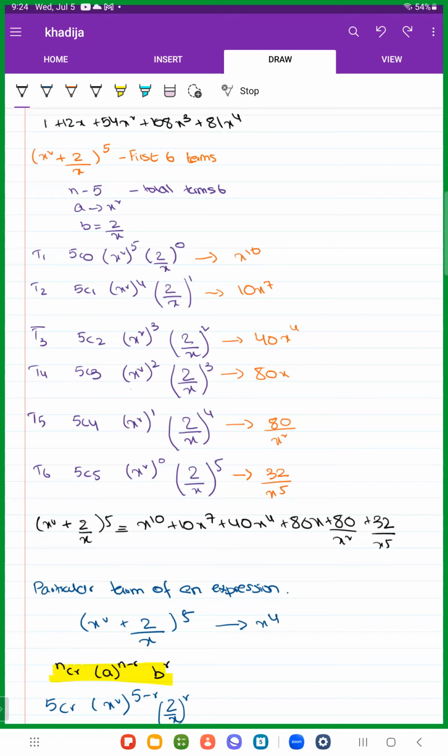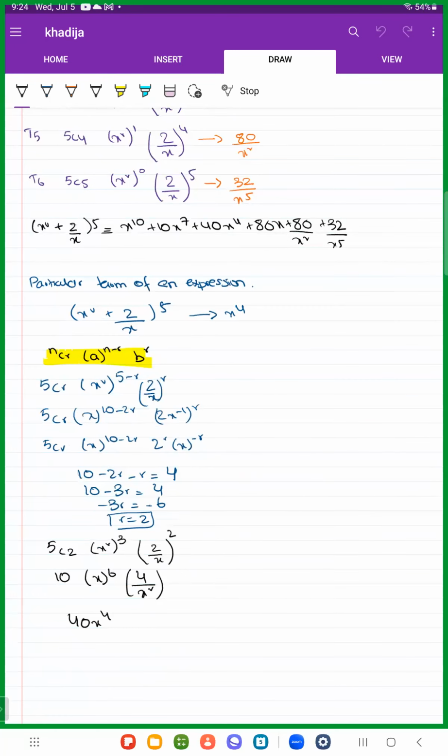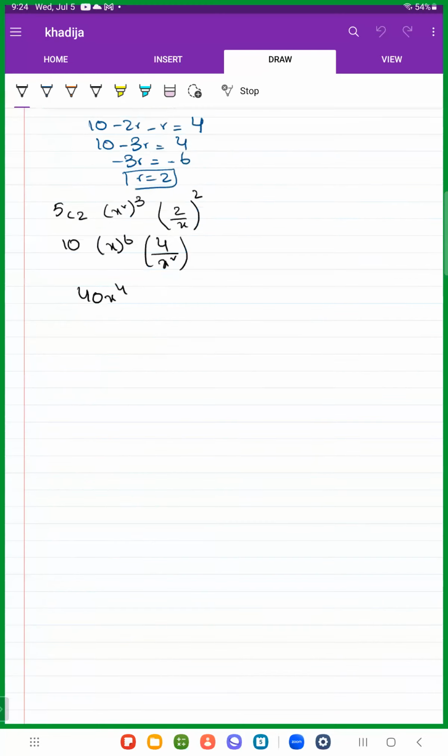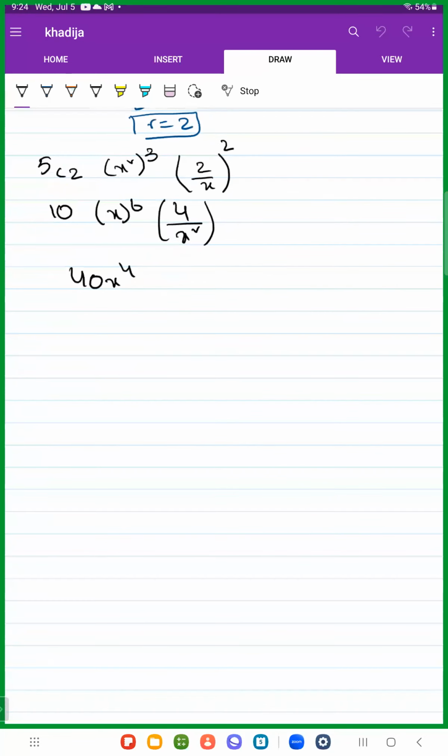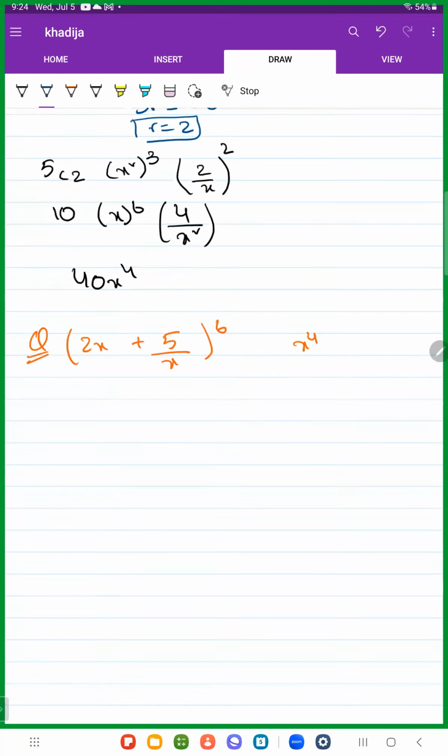For example, you have, okay, the question says 2x plus 5 upon x to the power 6. I want you to find the term in x to the power 4. So let's do it together first.